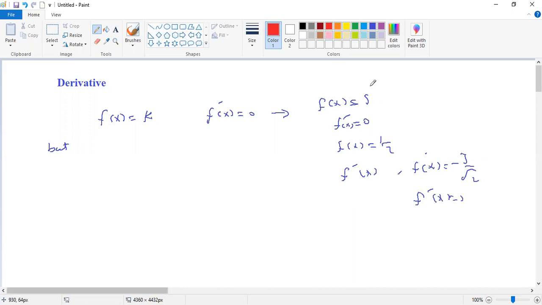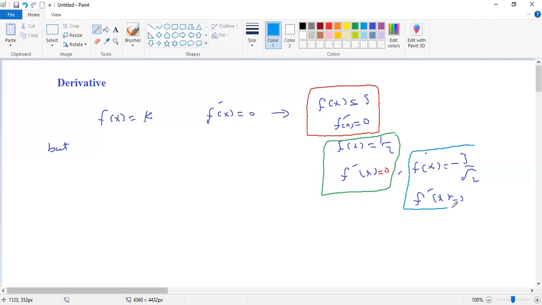In this example, the output is only 5, so there is no change. The derivative means the change of y with respect to x. Here also, in the second example, which I said was one half, the derivative is equal to 0. And the last example, negative 3 over radical 2, is also equal to 0. So f prime of x is equal to 0.